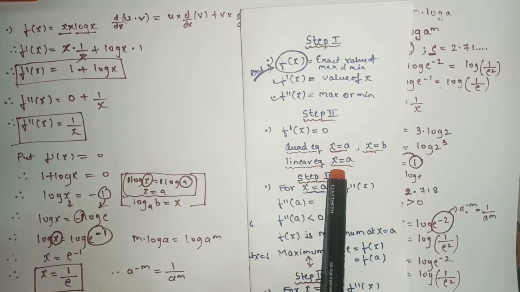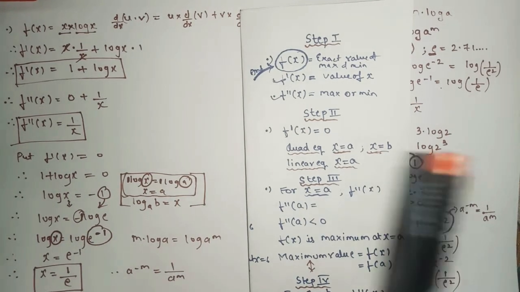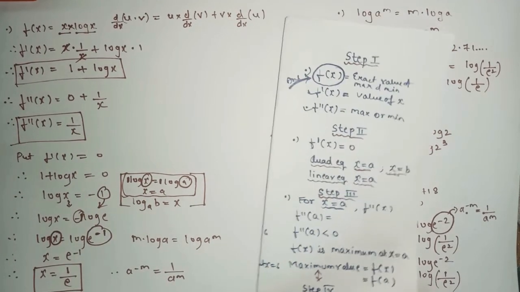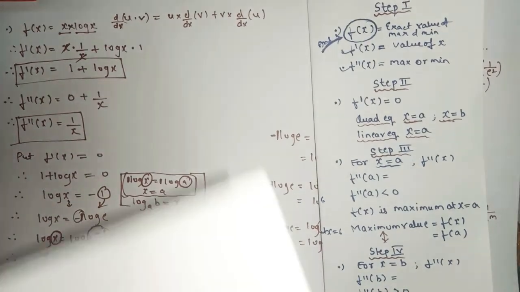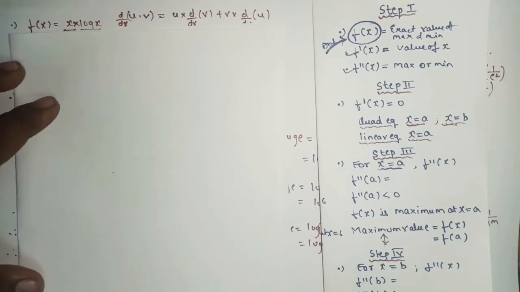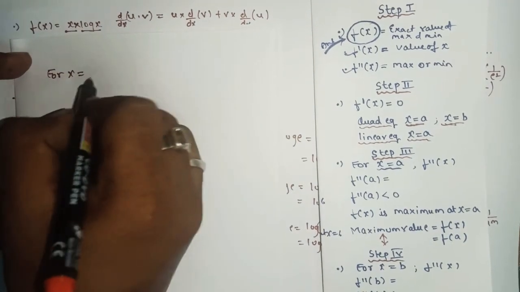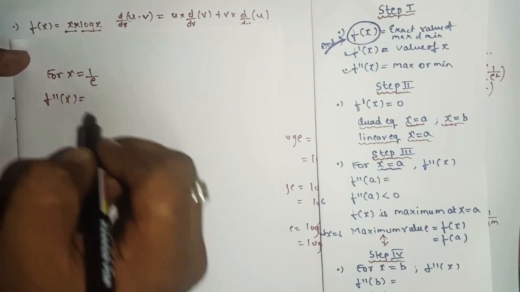Whenever you are getting only one value of x, see to it that either it will be maxima or it will be minima. So here we got only one value of x, so at x equals 1 upon e, it will be either maxima or minima. Now we'll check: at x equals 1 by e, is the function maxima or minima? So for x equals 1 upon e, to check whether it is maxima or minima.